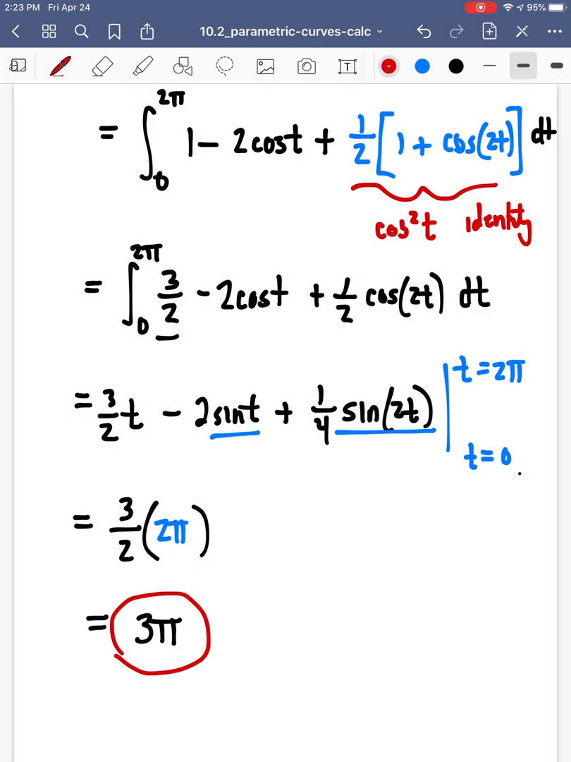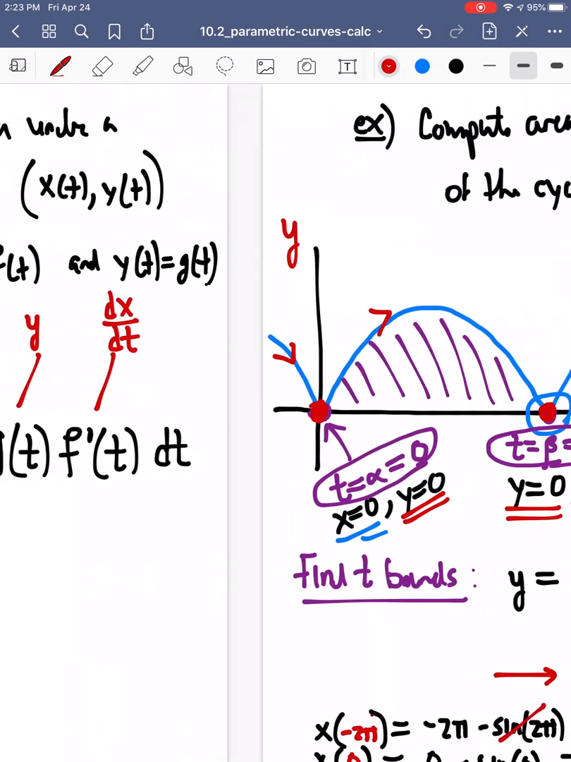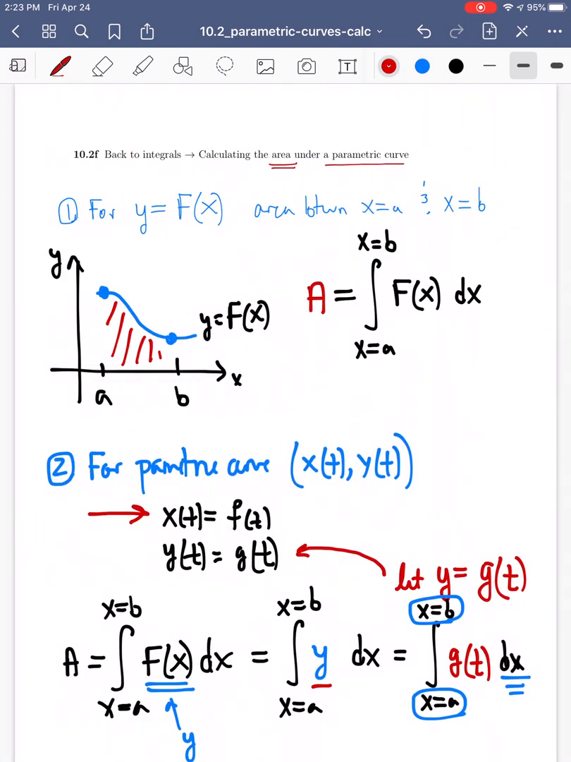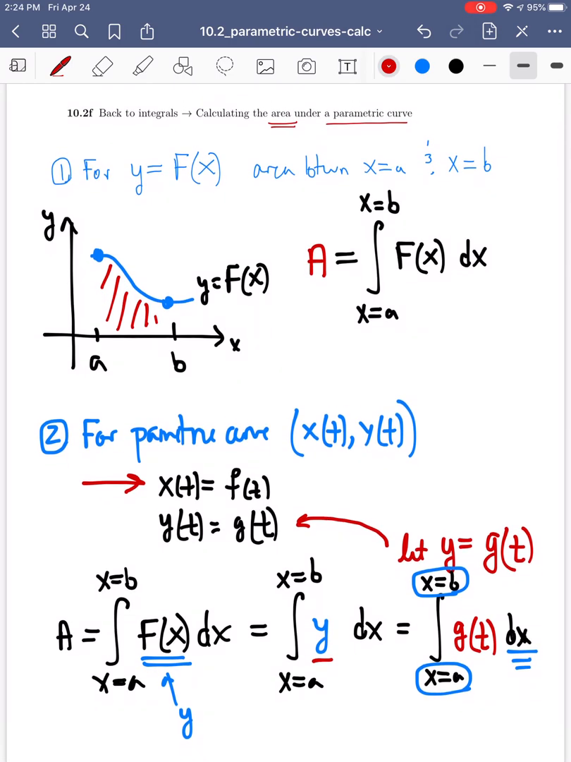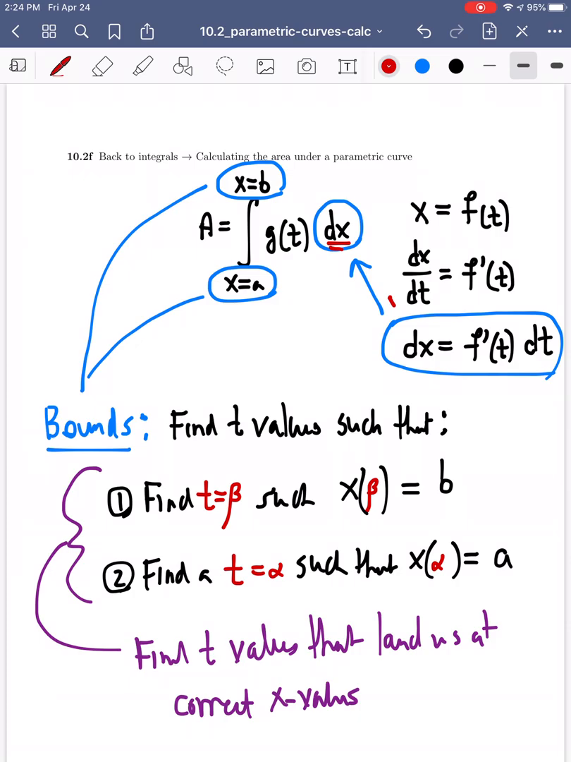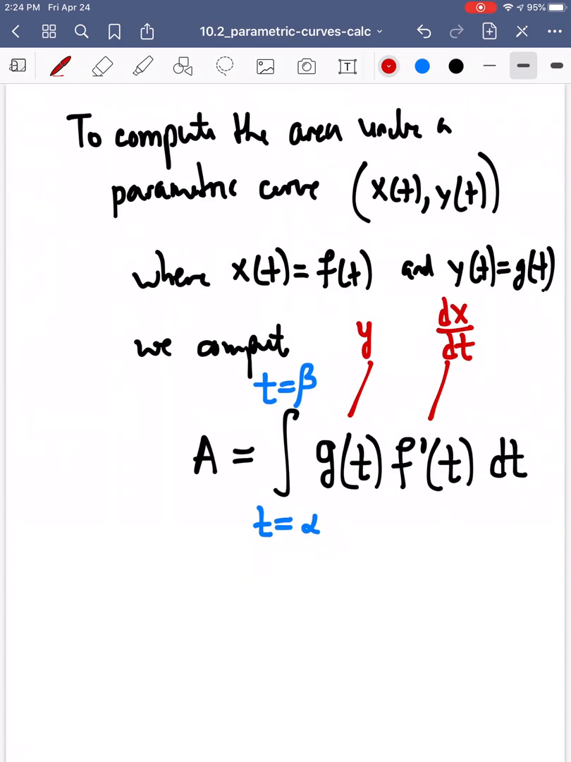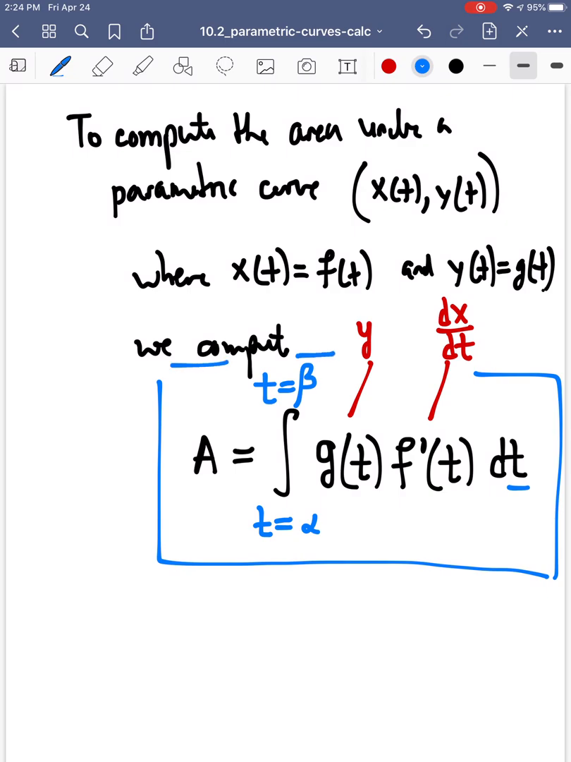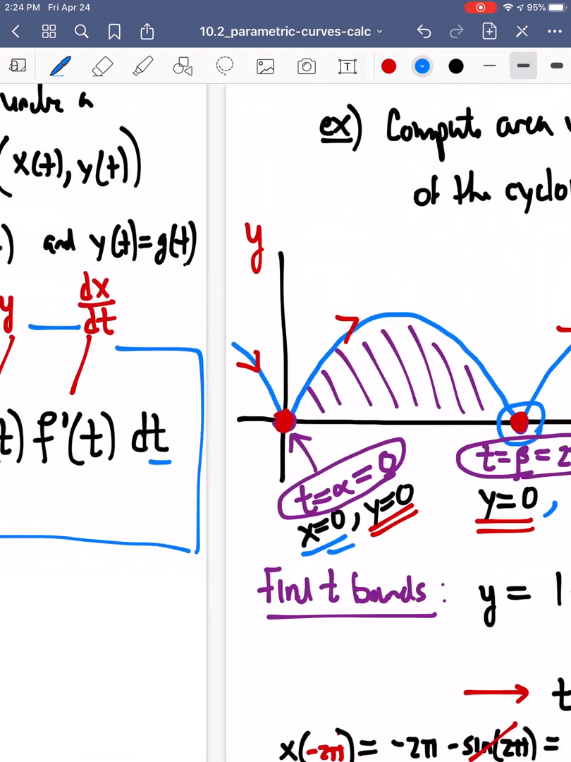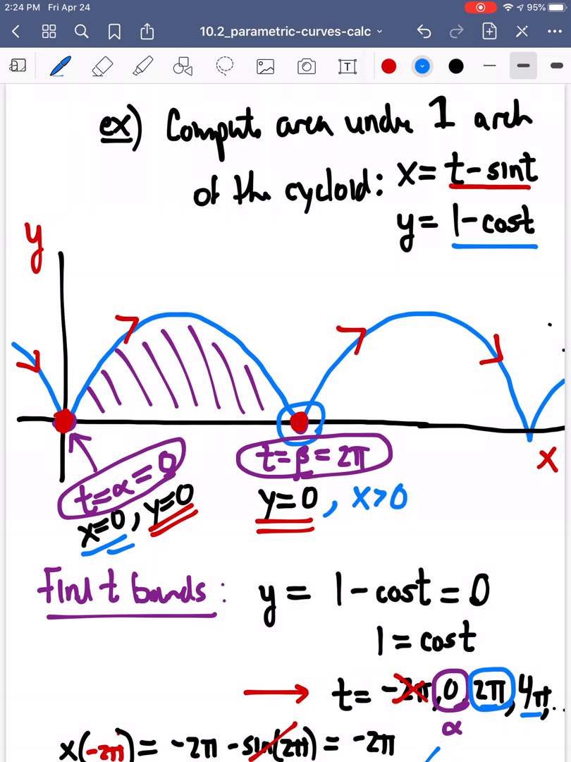So I hope this was informative in how to compute the area under a parametric curve. We started off with the area integral of a Cartesian function, where we just have y as a function of x. We then mathematically massaged that into a parameterized setting. And the integral that we get for a parameterized curve is an integral in terms of the parameter, in this case t, where we multiply one coordinate's function by the other coordinate's derivative. And we have to make sure that the bounds are with respect to t, and the way in which we find the bounds is making sure that the t values are landing us at the correct x and y values.